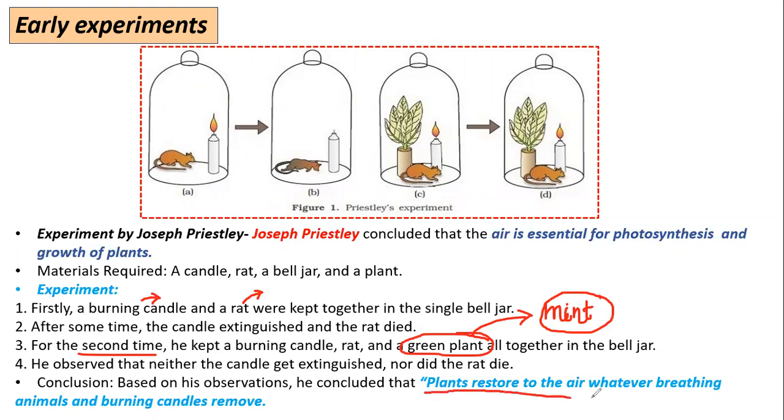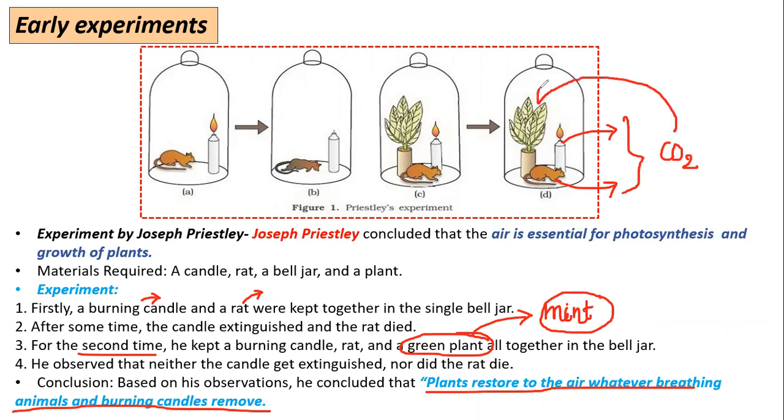Plants restore to the air whatever breathing animals and the burning candle remove. So whatever particular gas or air has been given out by the burning candle and the breathing animal is actually restored, or whatever is needed by these two organisms. That is, this needs oxygen, this needs oxygen. So that particular gas is actually restored by the plant.